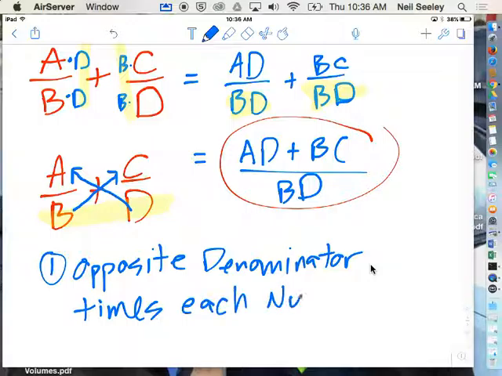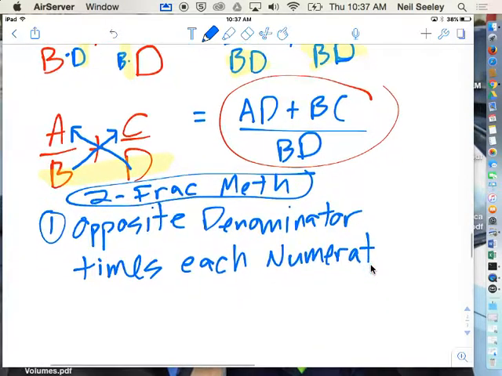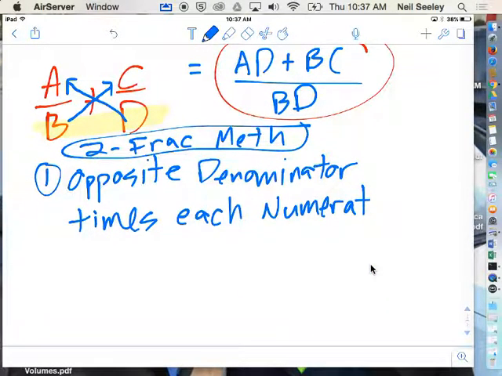Now there's some other ways that we have to do this in other contexts, but this is one for two fractions. This is really a two-fraction method, the two-frac method. Two-frac math, both of which mean really interesting things on their own. Opposite denominator times each numerator over the product of the denominators.